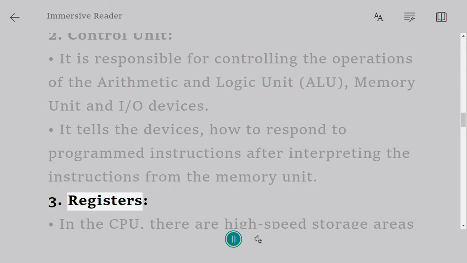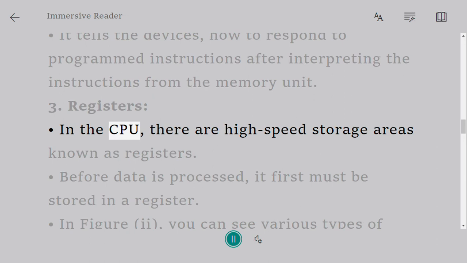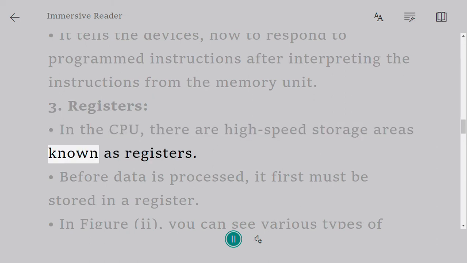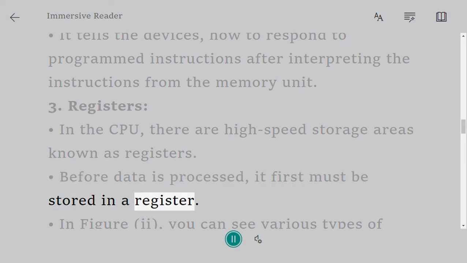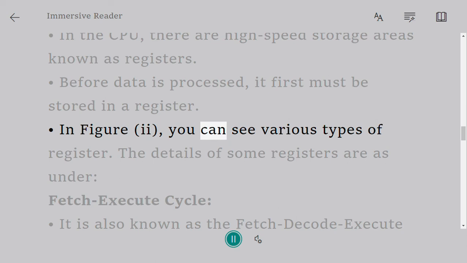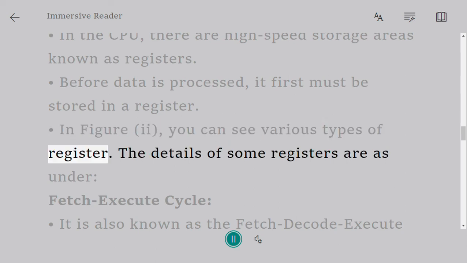3. Registers. In the CPU, there are high-speed storage areas known as registers. Before data is processed, it first must be stored in a register. In Figure 2, you can see various types of registers. The details of some registers are as under.